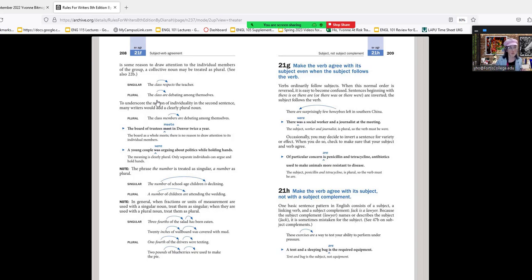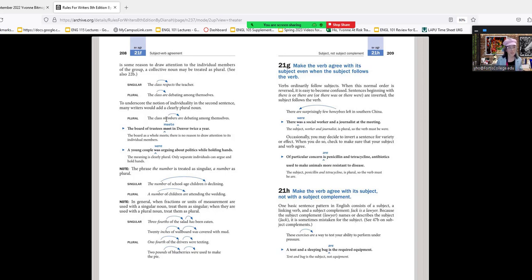So to underscore the notion of individuality in the second sentence, many writers would add clearly a plural noun for a plural. So here, the class members are debating among themselves. But a lot of people take out the word members and then just say the class are debating among themselves.